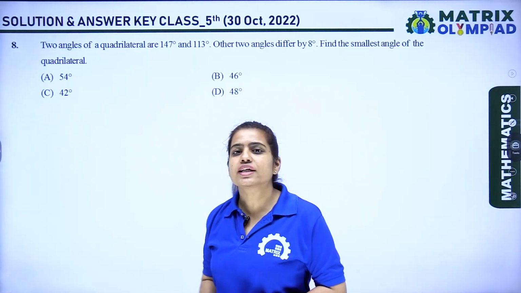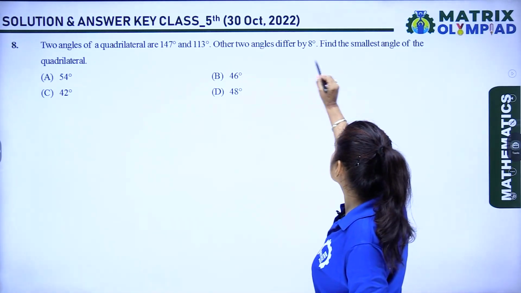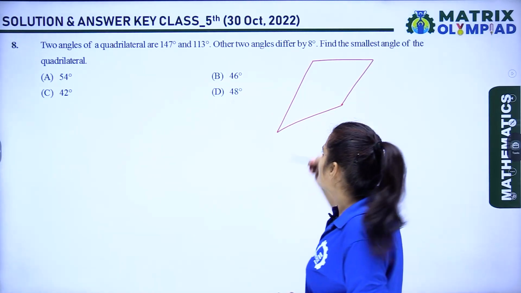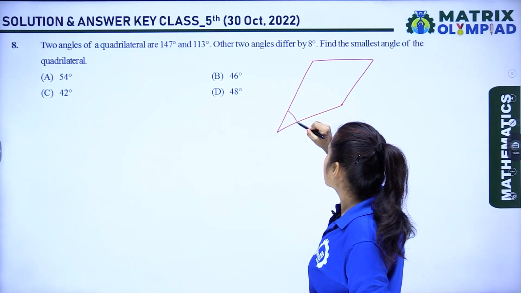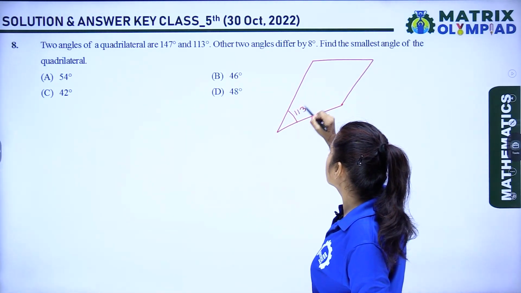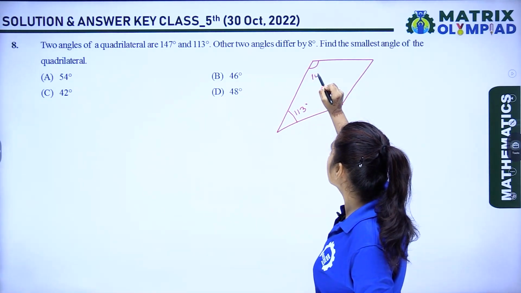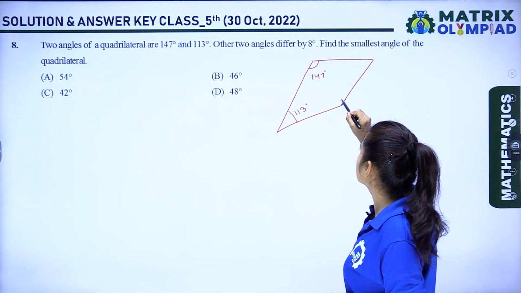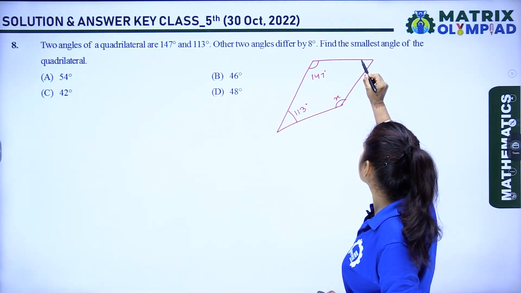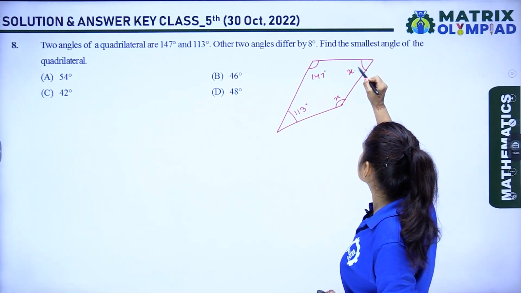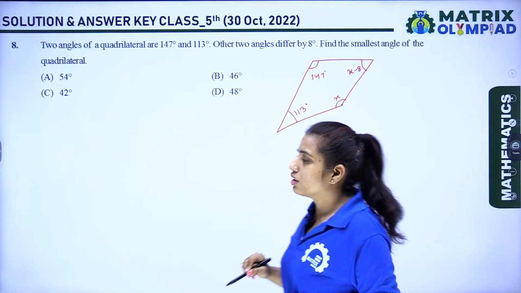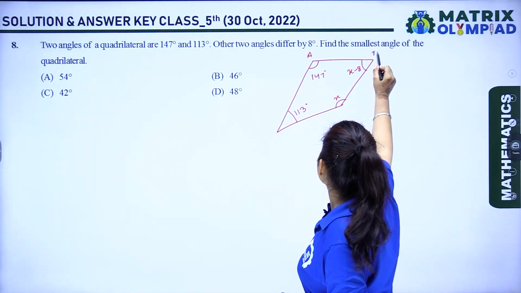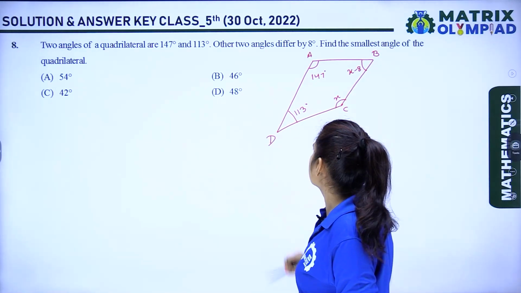We know that quadrilateral is a four-sided figure. So let's draw one quadrilateral. Let's say this is a quadrilateral. Now, one angle is given as 113 degree, another one is given as 147 degree. We have to find out the remaining two angles. So let's say this is angle x and the fourth angle will be x minus 8. So this is a quadrilateral named A, B, C, D.